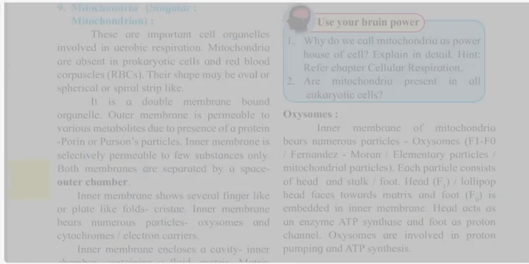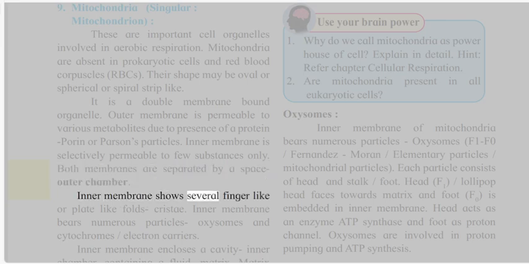Mitochondria, singular mitochondrion. These are important cell organelles involved in aerobic respiration. Mitochondria are absent in prokaryotic cells and red blood corpuscles, RBCs. Their shape may be oval, spherical or spiral strip-like. It is a double membrane-bound organelle. The outer membrane is permeable to various metabolites due to the presence of a protein, porin, or Parsons particles. The inner membrane is selectively permeable to few substances only. Both membranes are separated by a space, the outer chamber.